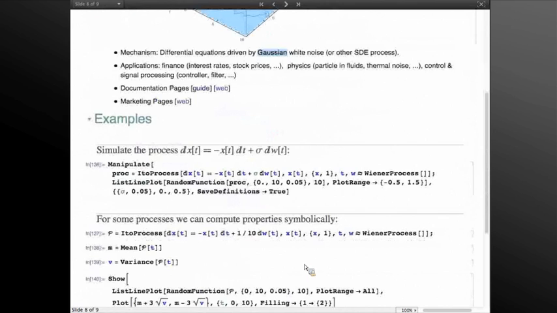So this is basically x prime equals minus x. But then I want to send in white Gaussian noise to perturb it a little bit. So let's simulate that. I can specify that in a notation, which is very much what you would expect, the classical notation for it. So here's my differential equation, a stochastic differential equation.